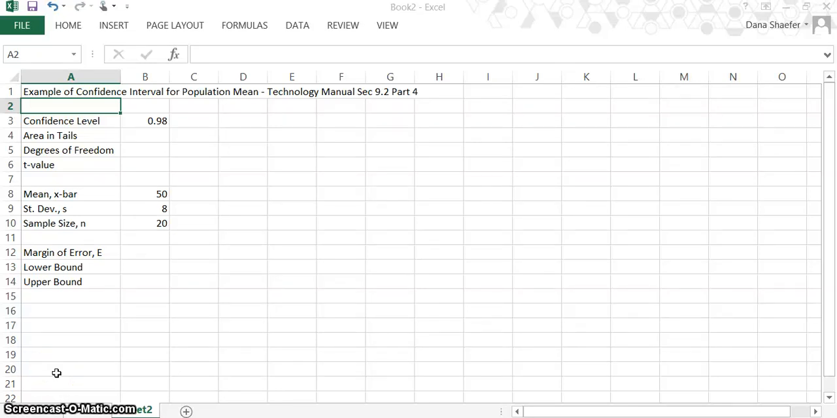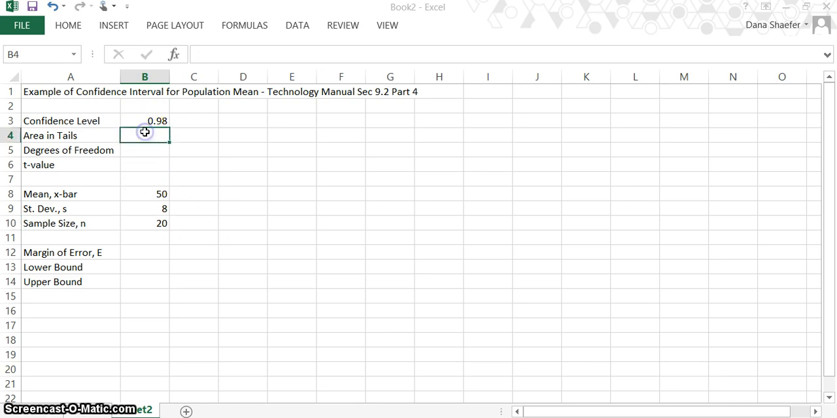This demonstration will go through a confidence interval for a population mean. I'm using the Technology Manual, Section 9.2, Part 4 as the guideline to this demonstration. At the beginning, we start with the confidence level given, the mean is given, the standard deviation is given, and the sample size is given. These are the things that I already have loaded in my worksheet.